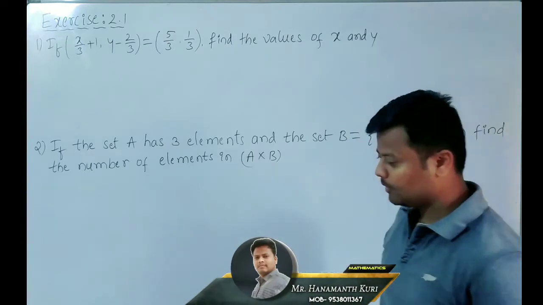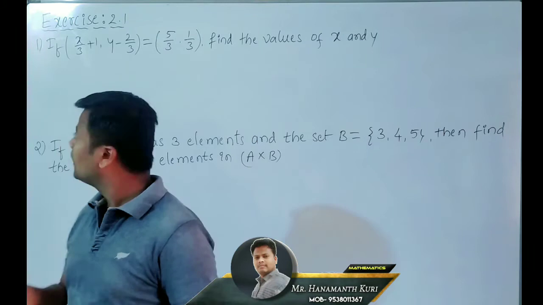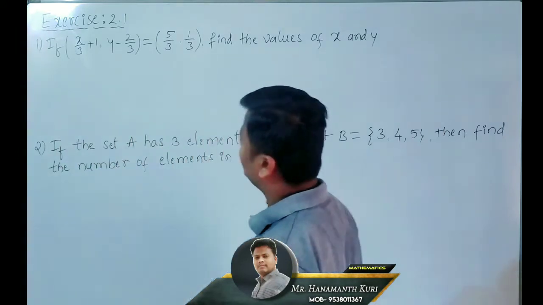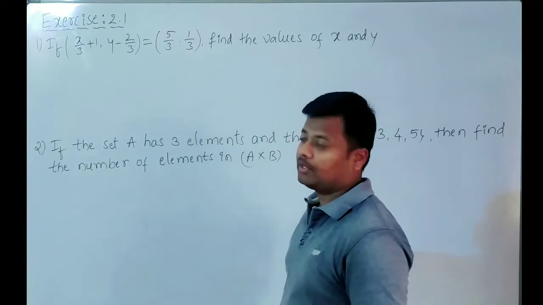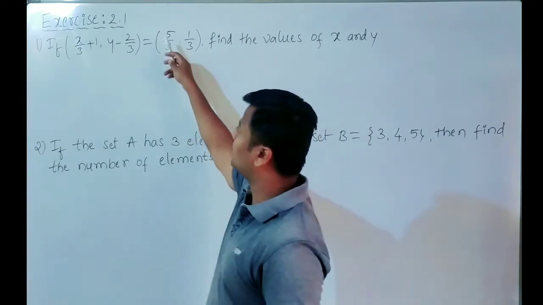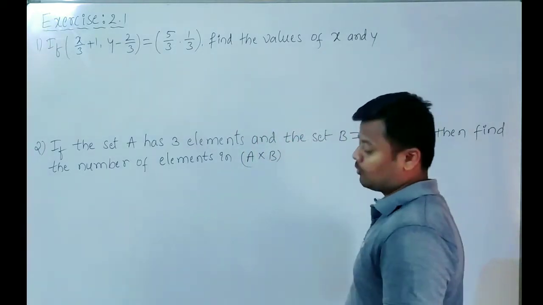In this class we will see solutions for exercise 2.1. In the first question, if x by 3 plus 1 comma y minus 2 by 3 equals the ordered pair 5 by 3 comma 1 by 3, find the values of x and y.